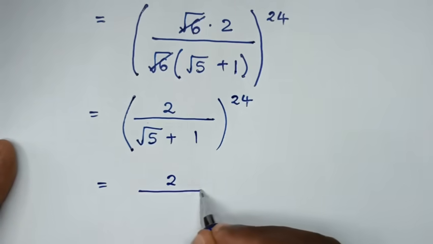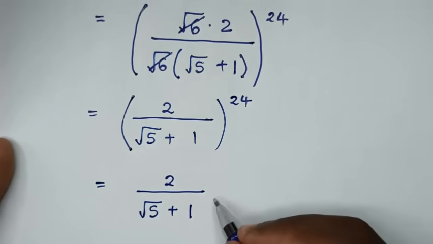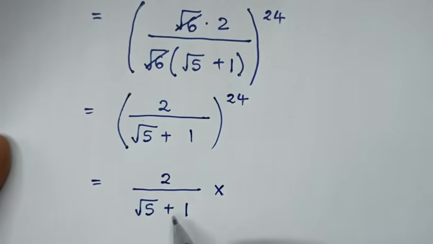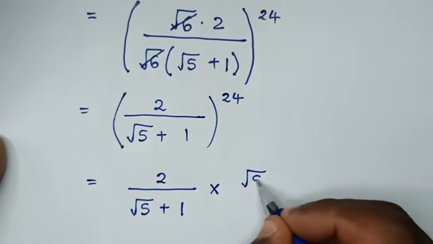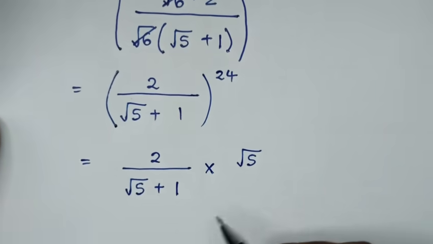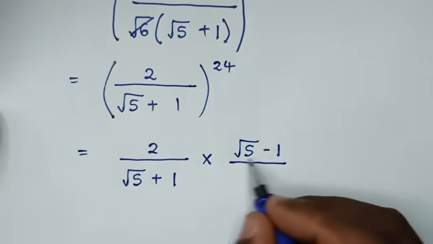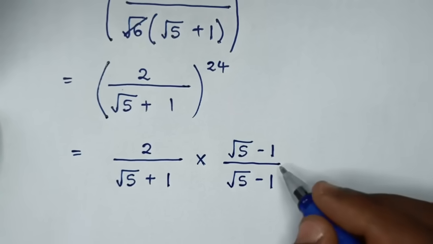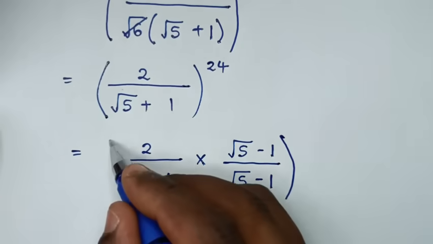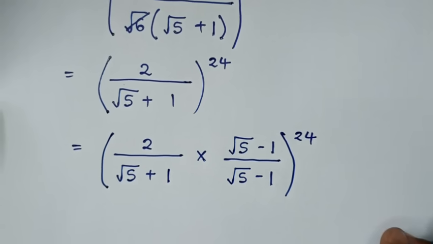2 over square root of 5 plus 1. Then we multiply by, to rationalize the denominator, in the numerator we multiply by square root of 5. Here we have plus, so it will be minus 1. Then over, also multiply by square root of 5 minus 1, which is still 1. Then bracket power of 24.